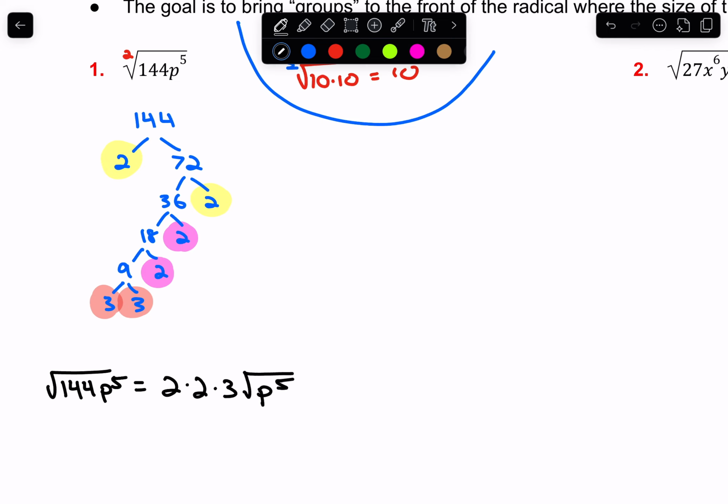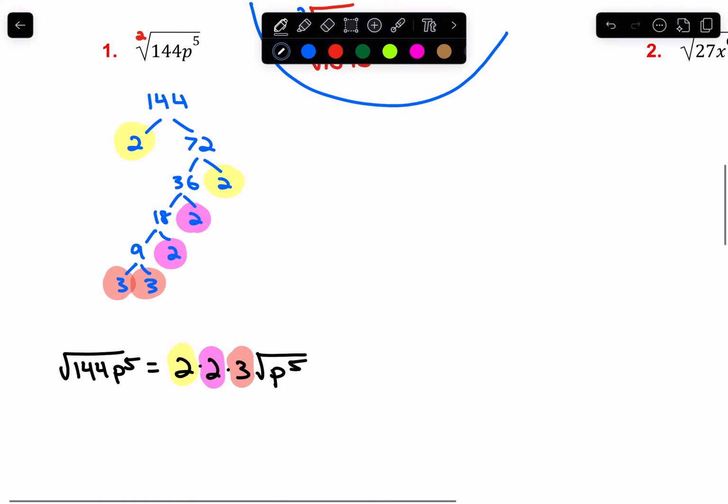So now I have 2 times 2 times 3, where it's the yellow 2, a pink 2, and the red 3. Okay, again, pairs of 2 become 1 on the outside, and I have 5 p's now on the inside. But you might be thinking, hey, why are we leaving it as p to the 5th? Well, let's break it down even farther, okay?